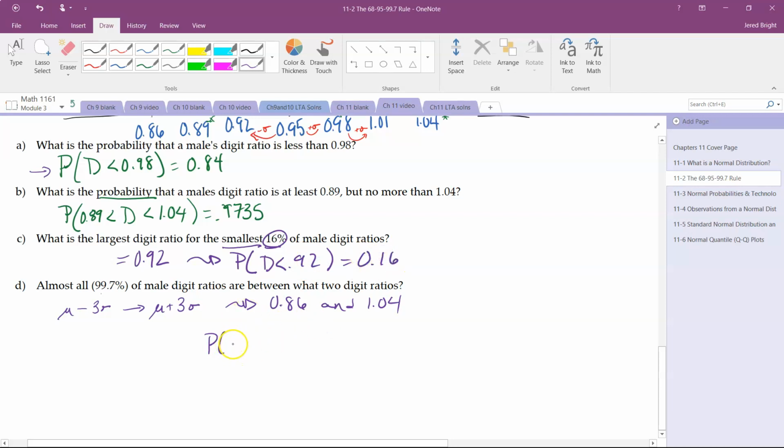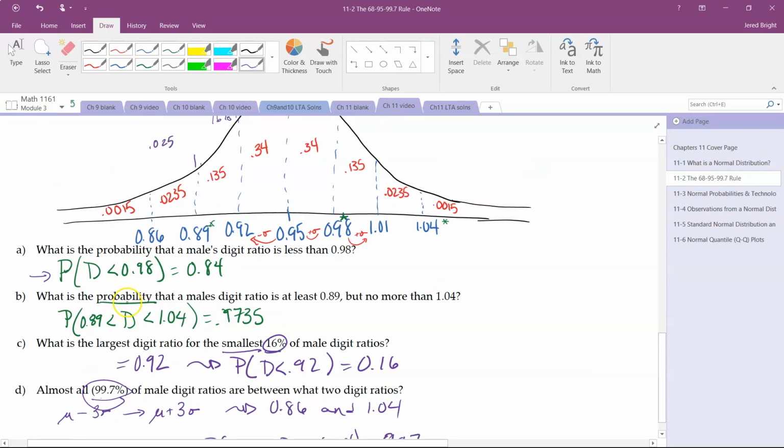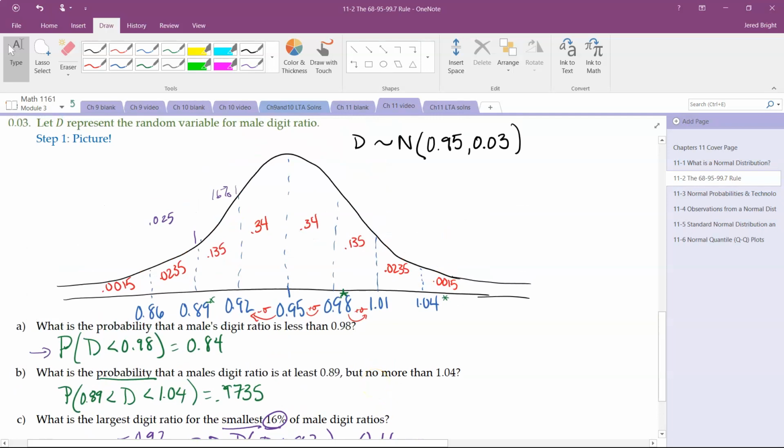Similarly, for this one, it would be P of 0.86 less than D less than 1.04 is 0.997. So you could write the probability statement that way. But nevertheless, the important thing is find the values if you're being asked for a value, and for probabilities, make sure to use the normal density curve to your advantage and the empirical rule that it carries with it.